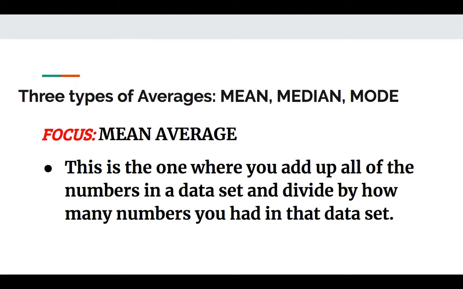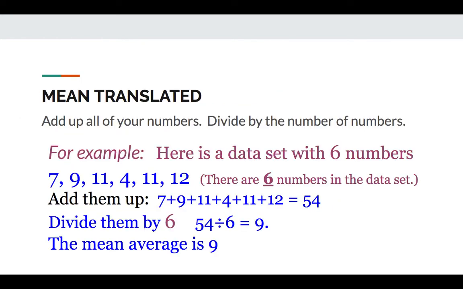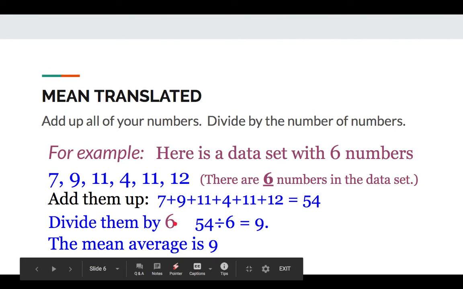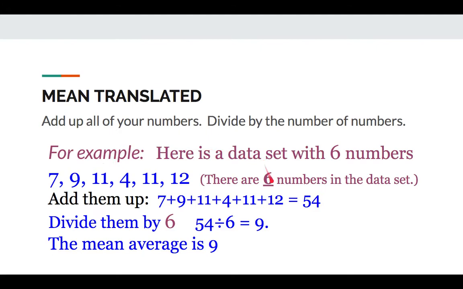This is the one where you add up all of the numbers in a data set and divide by how many numbers you had in that data set. So what that means is you add up all your numbers and you divide by the number of numbers. So for example, if we have a data set here with 6 numbers in it, 7, 9, 11, 4, 11, and 12, we would add all those up. We'd get 54. We'd divide that by 6, and your mean average would be 9. Again, I just take all the numbers and I add them up, and then I divide by how many numbers are in the data set, in this case 6.